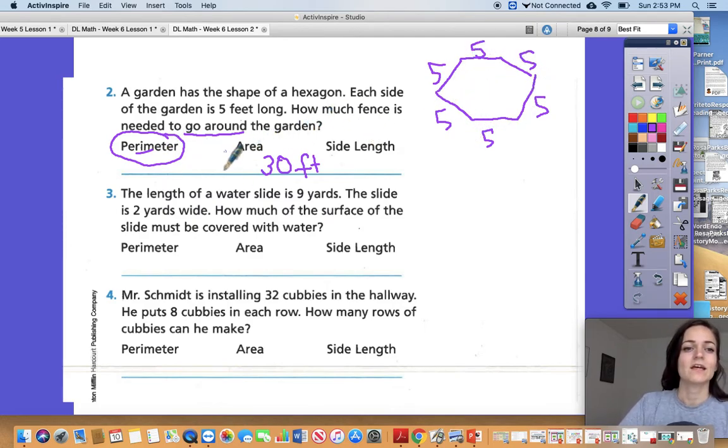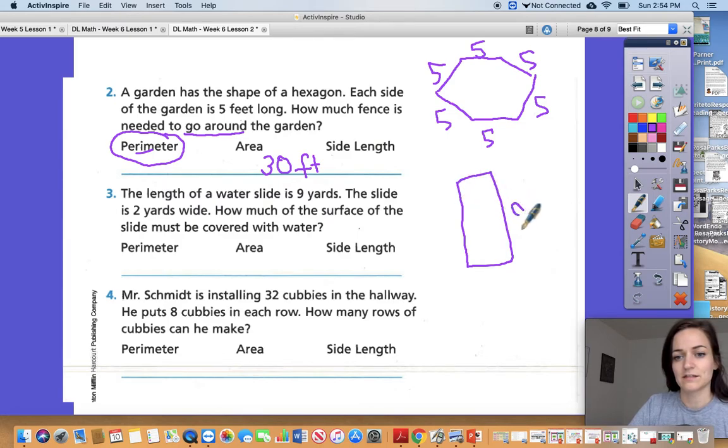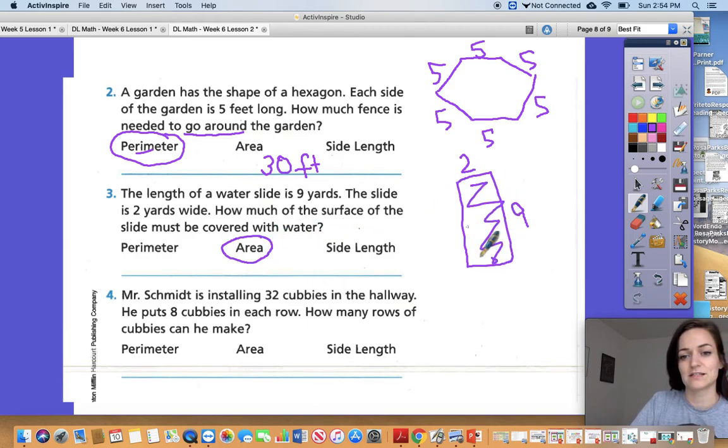Okay? The next one, the length of a water slide is 9 yards. So I'm going to draw my little water slide. The length is 9 yards. The slide is 2 yards wide. How much of the surface of the slide must be covered with water? So I want you to think, are we finding the perimeter? Are we finding the area? Or are we finding one of the missing side lengths? We're finding the area, right? Because we're wanting to find out the surface, or what goes inside, right, of the slide.